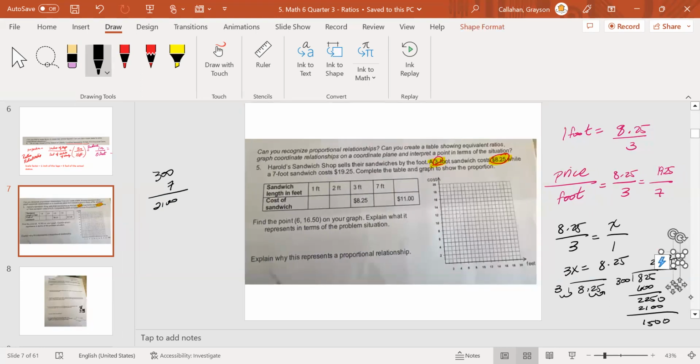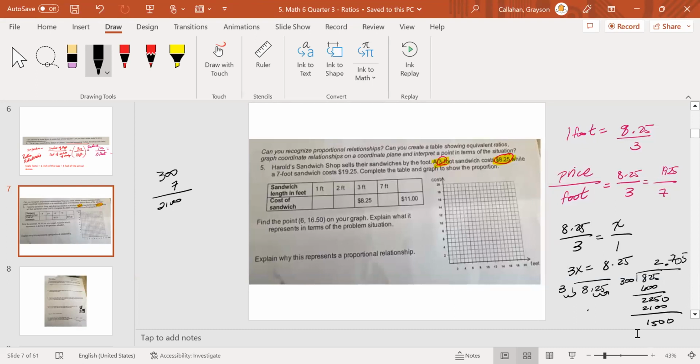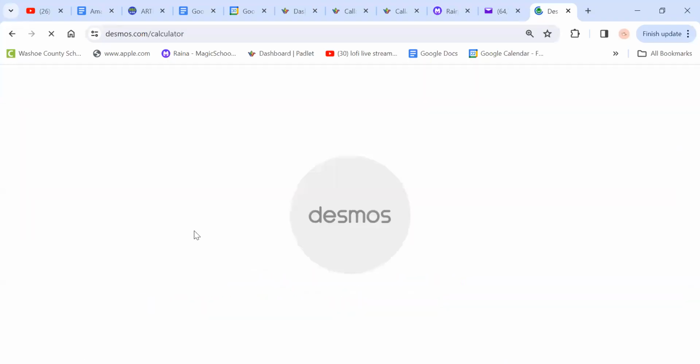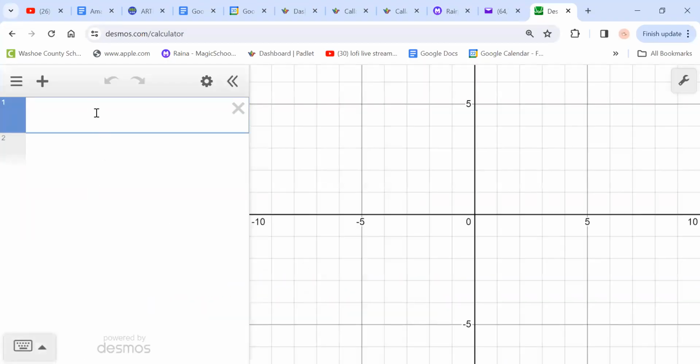So your answer here really is $2.70. But just to make sure that this is correct, I'm going to go ahead and use a calculator to make sure that this is accurate. And what were we dividing again? What was it?